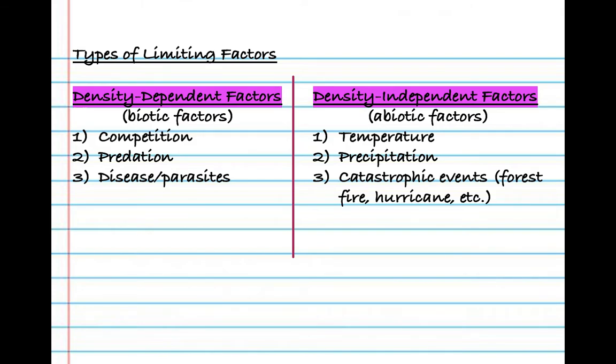So, again, these three things are going to be the same whether they are in a densely populated area or not. The number of organisms has no impact on temperature, precipitation, or whether or not you're going to have a forest fire or hurricane. So that's why we group these as density independent factors. But all three of those things can control population growth.